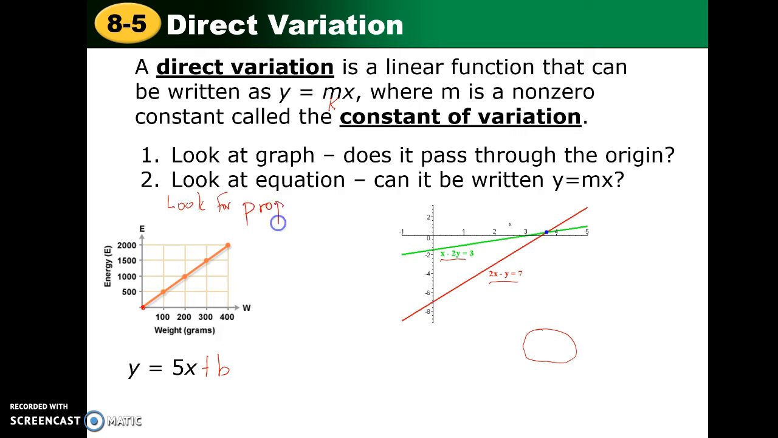That's the third way. So much fun. Math is amazing. Graphing is wonderful. Proportionality. We love it.